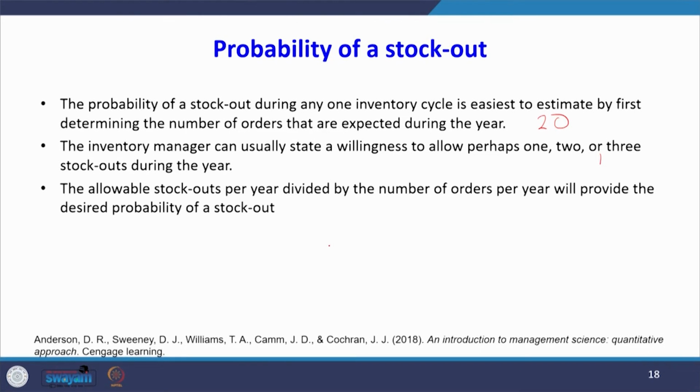So, the allowable stock outs per year, that is 1, divided by the number of orders, say 20, will provide the desired probability of stock out. So, 1 by 20 is 0.05, that is 5%.